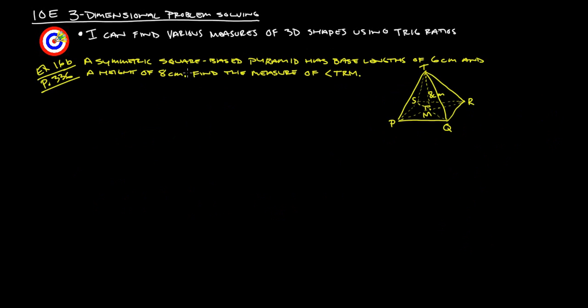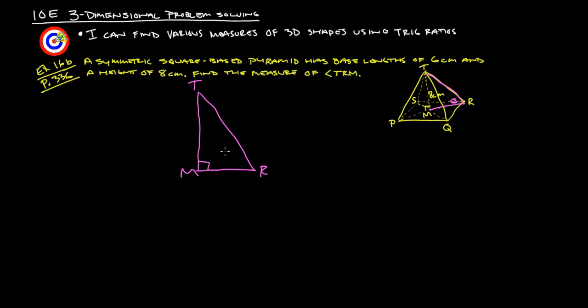A symmetric square base pyramid has base lengths of 6 centimeters and a height of 8 centimeters. Find the measure of angle TRM. So we're trying to figure out, let's see, we have from here to here to here. We're trying to figure out that angle right there, right? So let's, again, draw that piece out here as best we can. So here's T, here's R, and here's M.